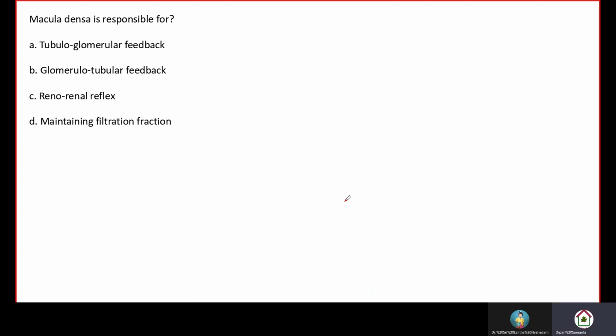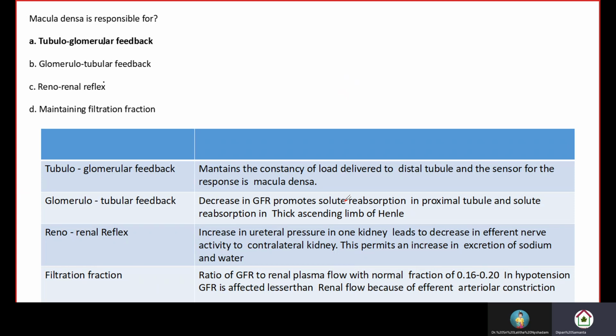Okay, so macula densa is responsible for tubular feedback, renal reflex, and maintaining filtration fraction. So the answer will be tubular feedback. Now, what does tubular feedback do? It maintains the constancy of load delivery to the distal convoluted tubule (DCT), and the sensor for the response is macula densa. Macula densa controls the flow of tubular feedback.